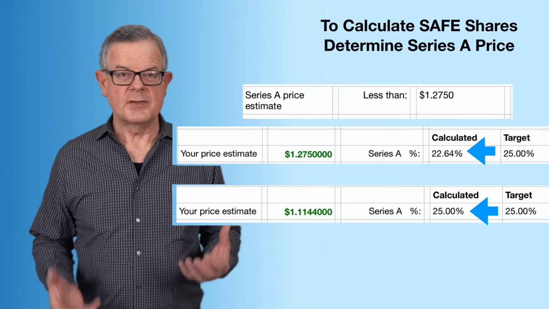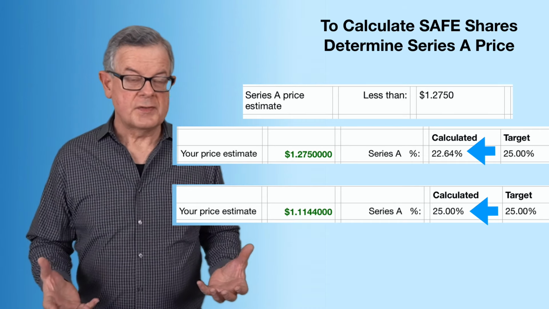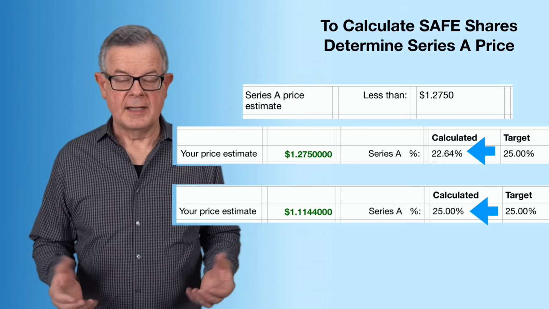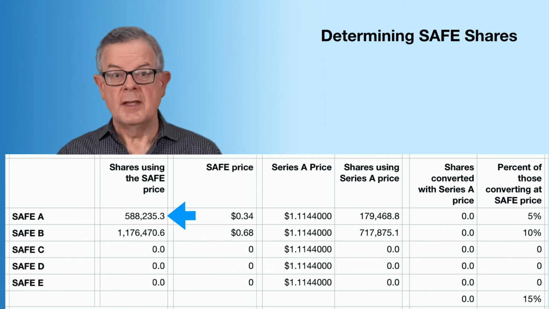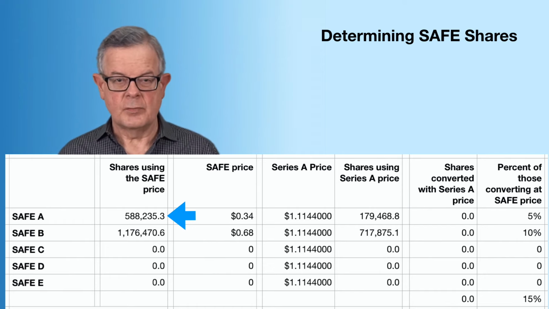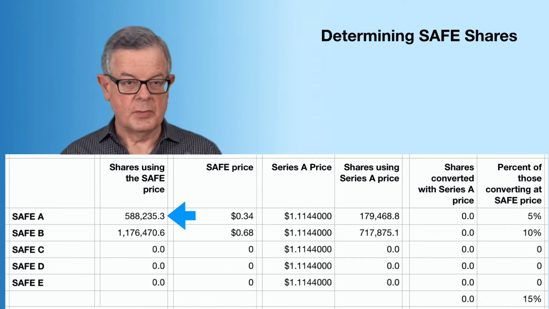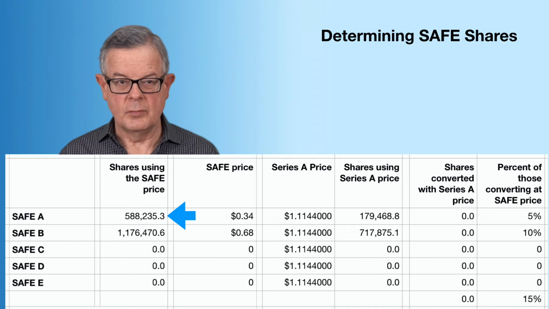Now that we have the price, we can figure out the right number of shares for the safe investors. We start by simply looking at how much they would get, assuming that they get their percent guaranteed in the safe. So we use that totally diluted number of shares, apply their percentage to it, and these are the numbers we come up to.